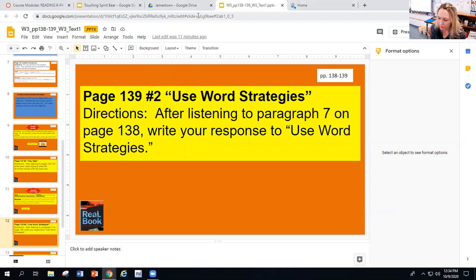And then the directions on the next upcoming slides talk about the react and write. Complete sentences, punctuation, please. Thank you.